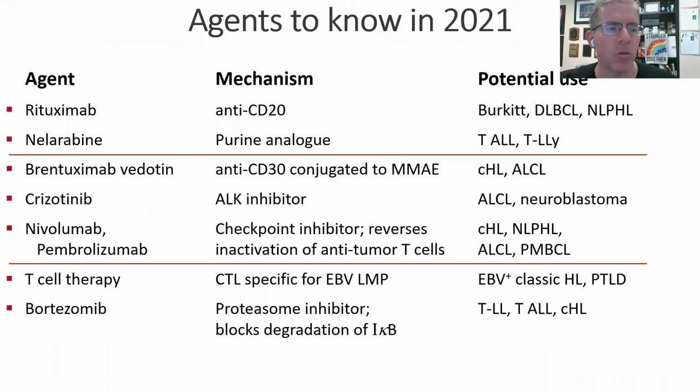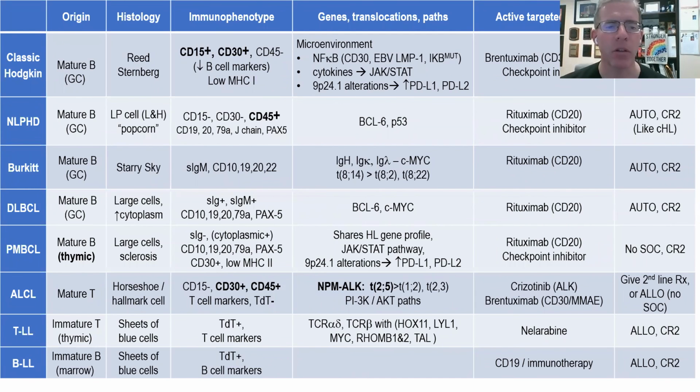These are agents to know in 2021. These are very specific targeted agents that many of them are being used mainstream. I've listed each of the agents, the mechanism of action, as well as what disease you could potentially use them in. And finally, I realize the print is small, but this is meant to be a summary sheet that separates each of the different major lymphomas, the origin, the histology, the phenotype, the molecular translocations, the active target agents, and what are the indications for transplant.